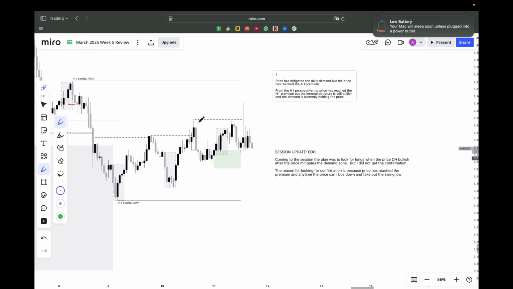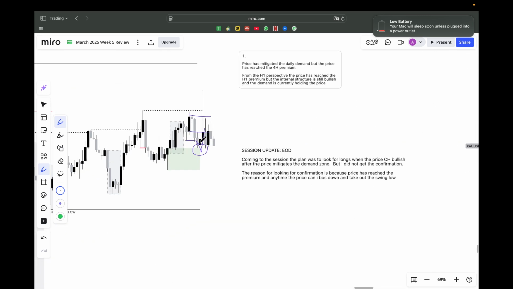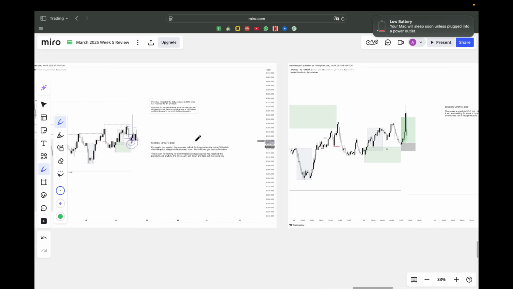Price mitigated this supply, reacted from it, and then actually chalked bearish. So this was a valid POI for me to look for sells, but price mitigated this one, and there was no entry right here, and obviously there is no entry from this fresh supply zone. So why was there no entry here? Actually, there was an entry for you guys. I'll tell you why.